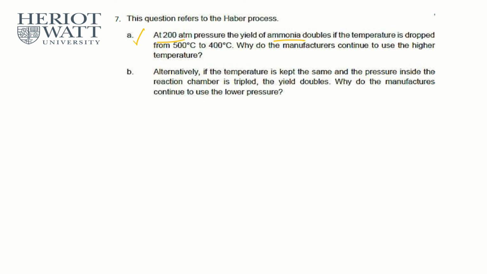So we need to maintain high temperature or high pressure. In this case, we need more money. We need to build a stronger tank to withstand high pressure. We need to burn more fossil fuels, more energy, to maintain high temperature. So we need more money. So this will increase the operational cost. That's the answer for B.